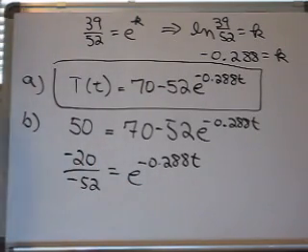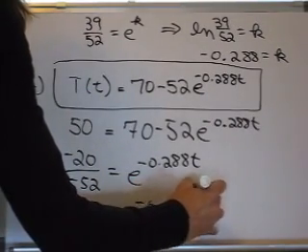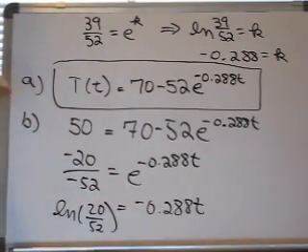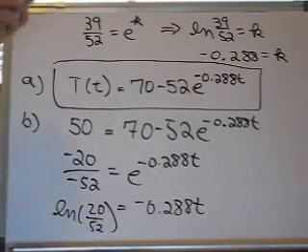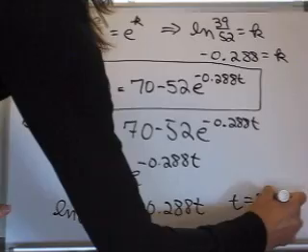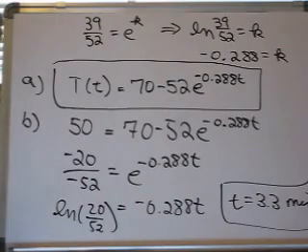I'm going to get negative 0.288 t is equal to the ln of 20 over 52. And then I can divide both sides by negative 0.288. So 20 divided by 52, and I get 3.32, so about 3.3 minutes is when the thermometer will read 50 degrees.